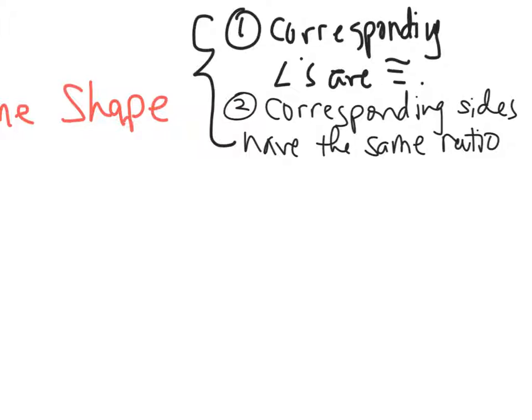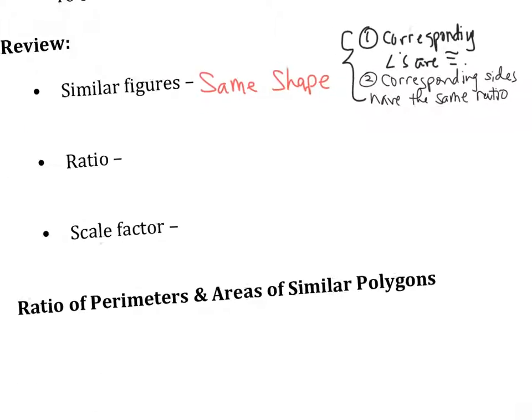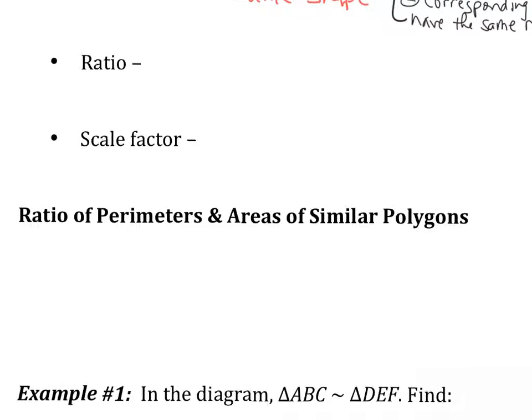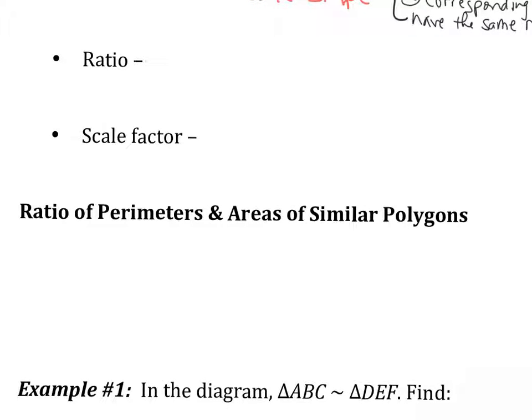Okay, so those are our two stipulations. All right, do you understand ratio? You know what a ratio is? What's an example of a ratio? 2 to 1. Okay, all right, so one figure is twice as long as the other.